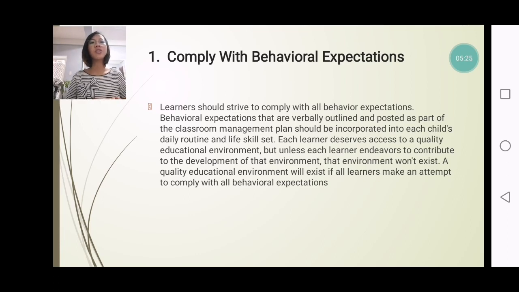Each learner deserves access to a quality educational environment. Definitely, that is actually the privilege of having education and of being in this type of setup that we are in. But unless each learner endeavors to contribute to the development of that environment, then definitely that kind of environment won't exist.